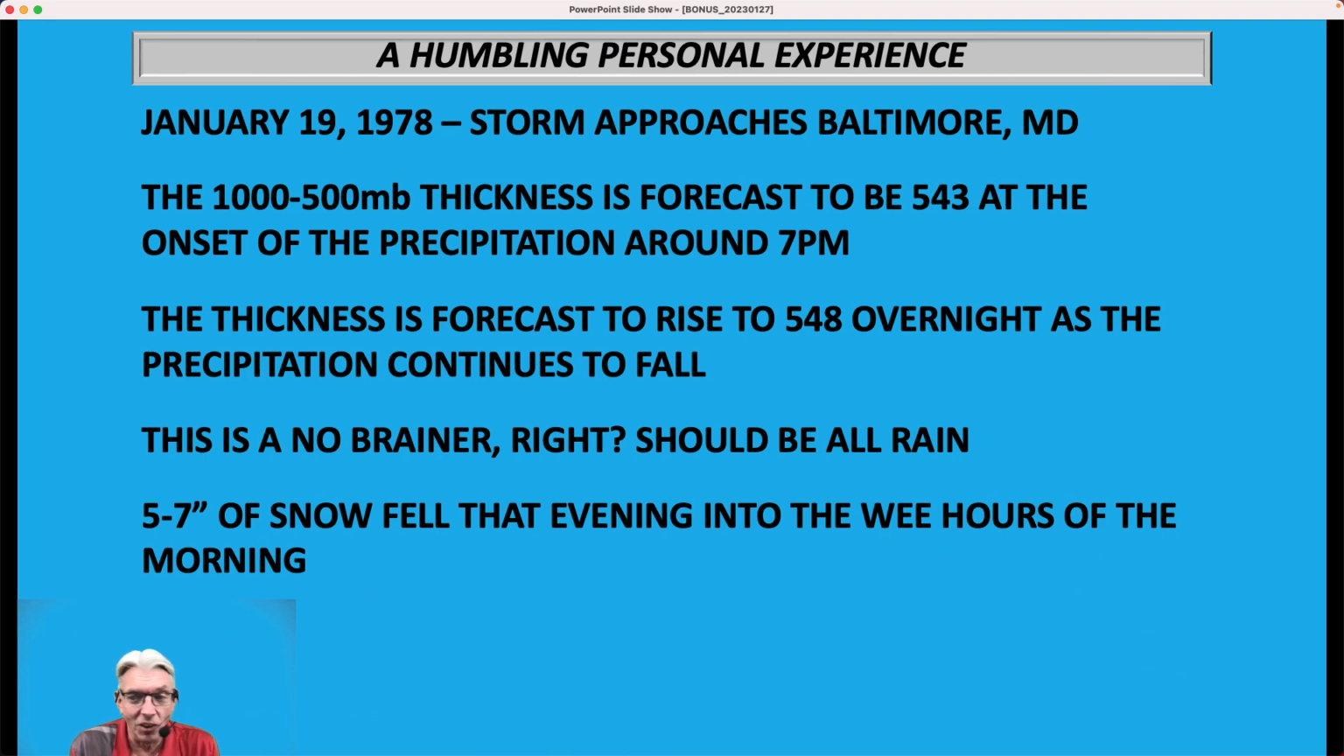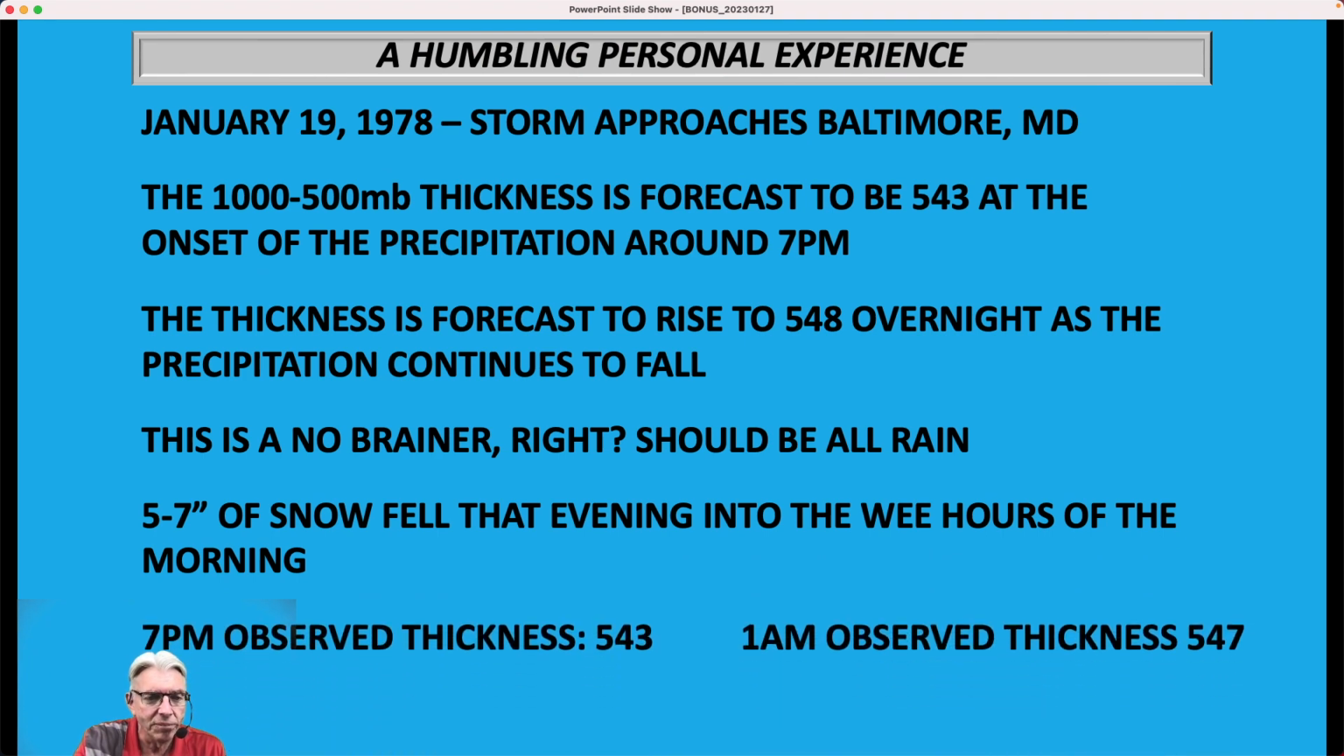That I said, "Well, you'll get a couple inches, then it'll change over." And then once 2 was on the ground, "Well, you'll get a couple more, 4 inches, and then it'll change over." And then it finally got to 5 to 7. So it continued to snow into the wee hours of the morning and finally turned over to freezing rain and sleet and pretty much ended that way.